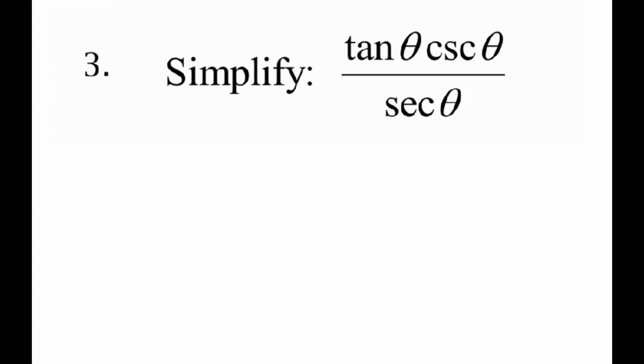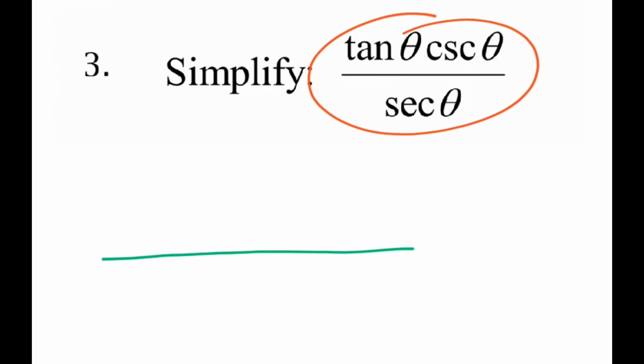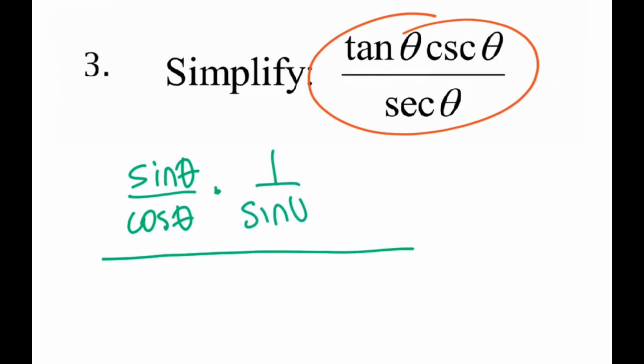Okay, this one says tangent theta, cosecant theta, all over secant theta. Put everything in terms of sine and cosine. So if you remember in our module, we had a complex fraction, which means a fraction over a fraction, or a fraction divided by a fraction. And that's what we're going to end up with here. So instead of tangent theta, I'm going to have sine theta over cosine theta times, and then cosecant is 1 over sine theta. Now as my denominator, secant theta is 1 over cosine theta.